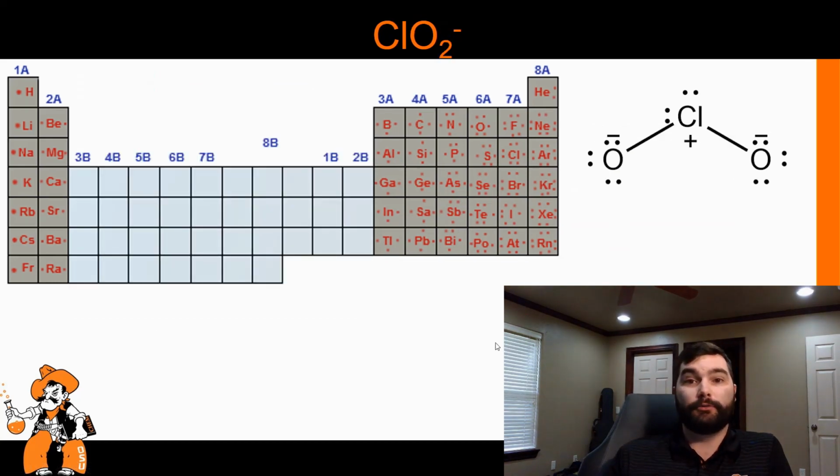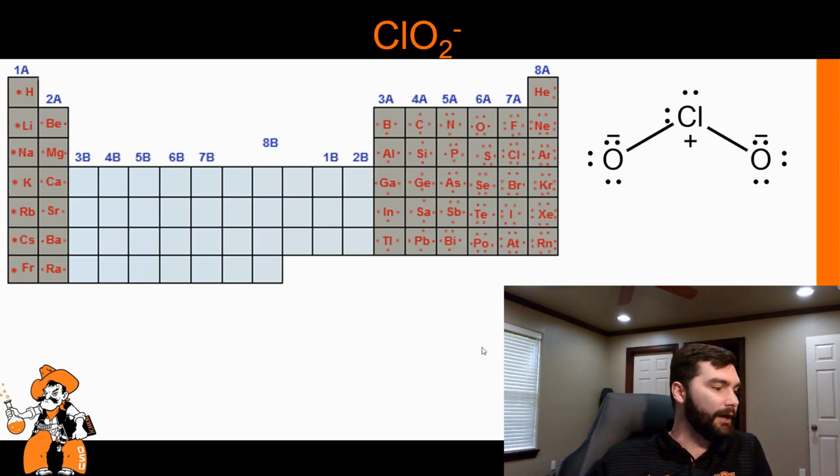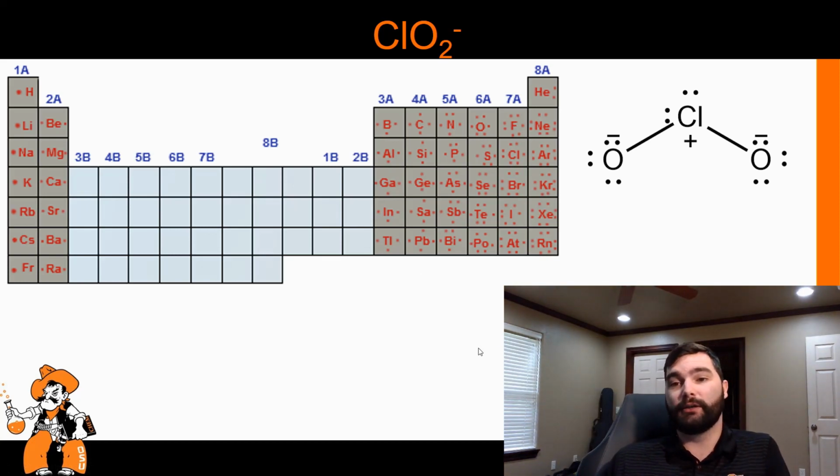The next molecule, the chloride ion, it's just like chlorine difluoride, and it's just like water. It's tetrahedral electronic geometry around the chlorine and bent molecular geometry due to the lone pairs coming off the chlorine.